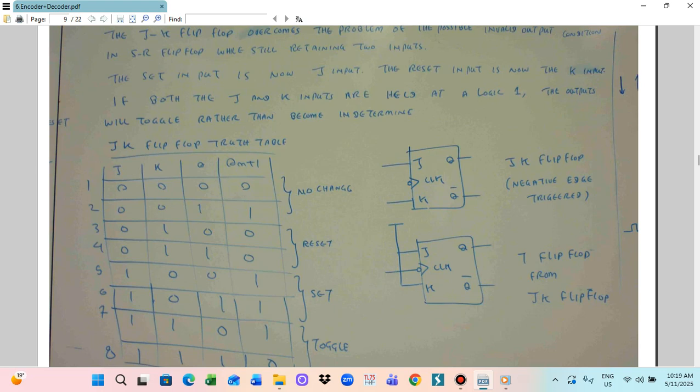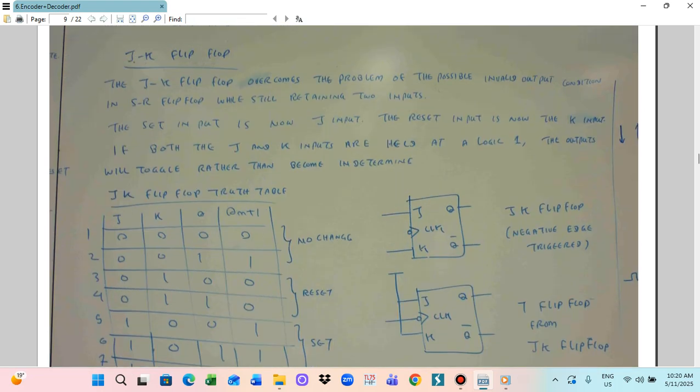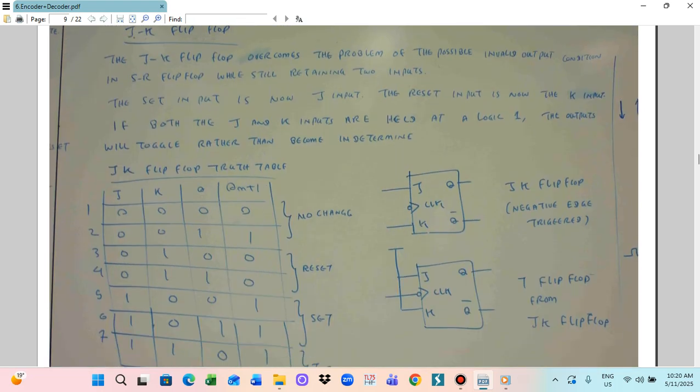In this case, the JK flip-flop is better than the SR flip-flop. It has this provision: if you put the two inputs together, the output can toggle, depending on the previous state. But it still has a problem, especially for the edge.